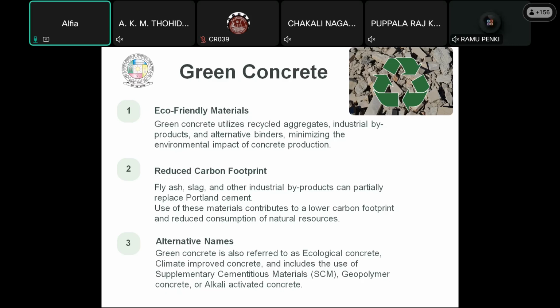But if we are able to use these recycled aggregates, it helps in disposing of construction demolition waste. That is another challenge which we can address if we are able to successfully use these recycled aggregates in our concrete.